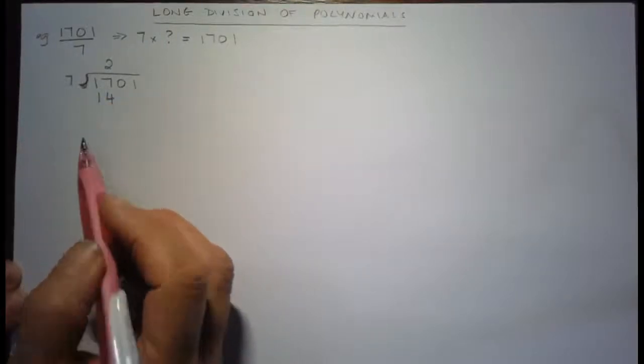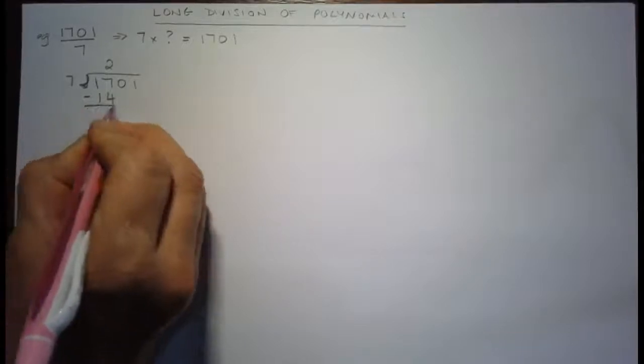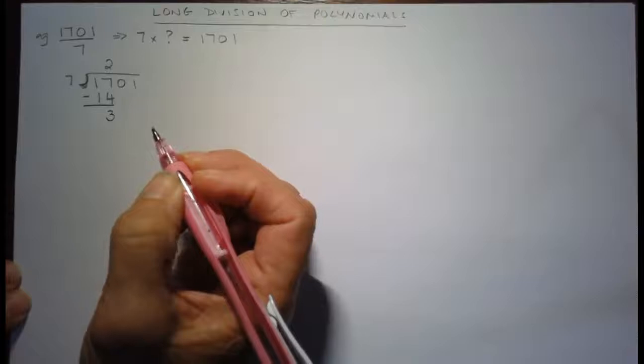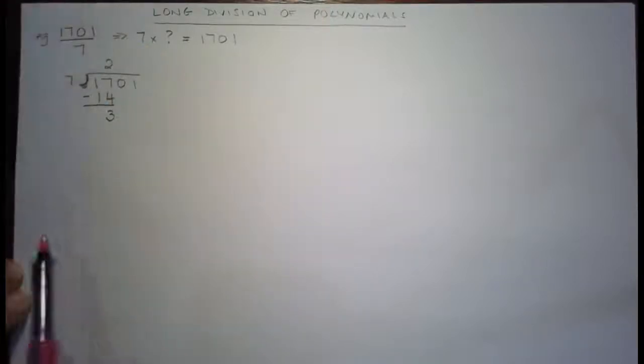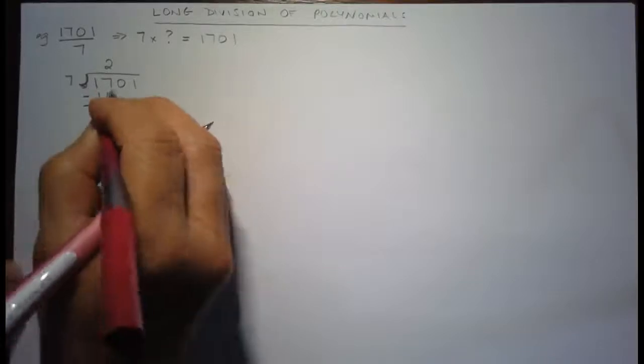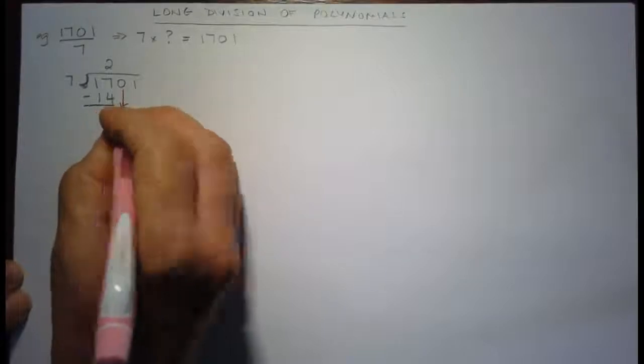And now I need to find how many is left over. So I'm going to take that away. So 17 take away 14 is 3. Okay. Now, that's not my whole answer because it's actually 1,700. I'm going to bring my 0 down now. I'm just going to deal with this part of it.